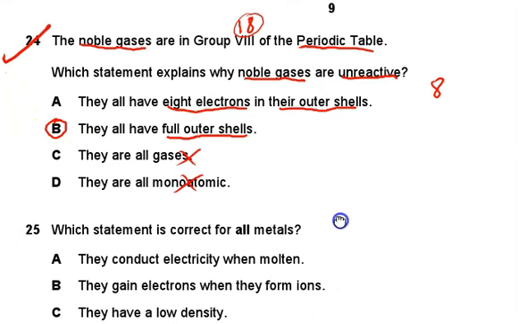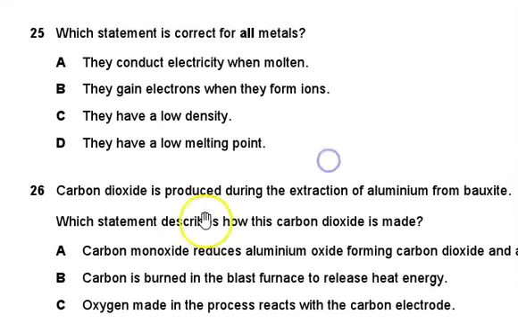Okay, now let us look at number 25. Which statement is correct for all metals? They have a low density, obviously no. Low melting point, obviously no. They conduct electricity when molten. Yes, all of them will conduct electricity when in molten form.